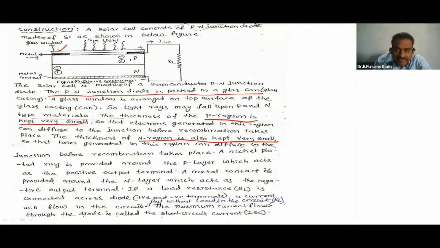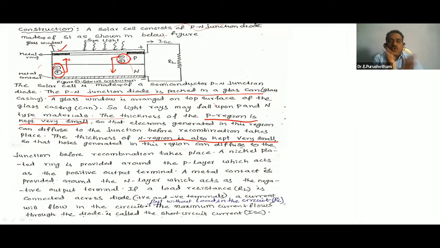So in the P-type semiconductor, electron and hole pairs are generated. Electron and hole pairs are also generated in the N-type semiconductor. Before recombination, the hole in the N-type semiconductor diffuses from N-type to P-type. Here also, before the electron recombines with a hole, it diffuses from P-type to N-type semiconductor.